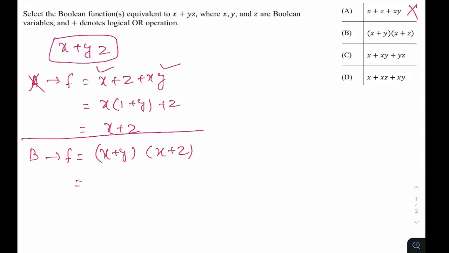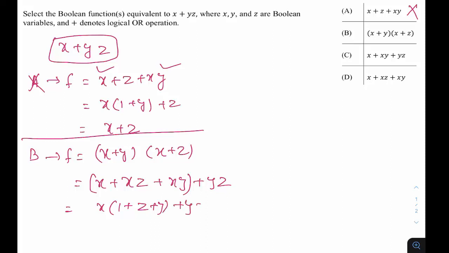Otherwise, x ANDed with x is x. x ANDed with z is xz. Then y ANDed with x is xy and y ANDed with z is yz. From the first three terms, if I take x common, it is 1 plus z plus y, and this is yz. And 1 plus something is 1. So this is equivalent to, of course, x plus yz. Our requirement is x plus yz and option B is giving me x plus yz. So yes, B is one of the right options.